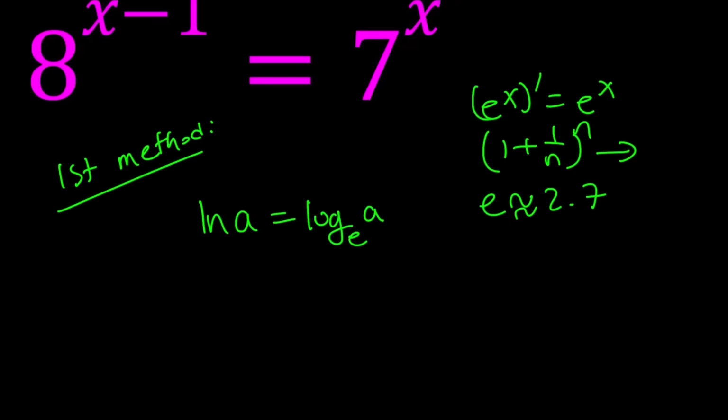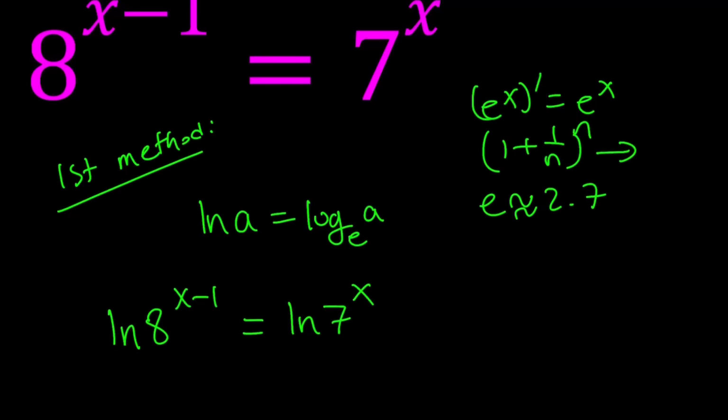So, what do I do? A little bit of introduction here about Euler's number and natural log. We're going to ln both sides. That's my first method, ln, which stands for natural log, because French, I think, has it backwards. Correct me if I'm wrong. Some people say it's not that way, but anyways. So we have ln of 8 to the power x minus 1 equals ln of 7 to the power x.